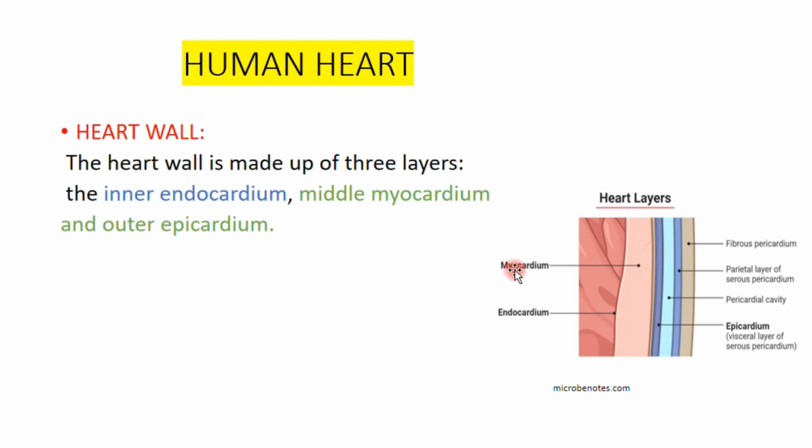The middle layer of the heart wall is the myocardium, which is the cardiac muscle, a layer of involuntary striated muscle tissue surrounded by collagen. The cardiac muscle cells spiral around the chambers of the heart. This pattern helps the heart to pump blood effectively.